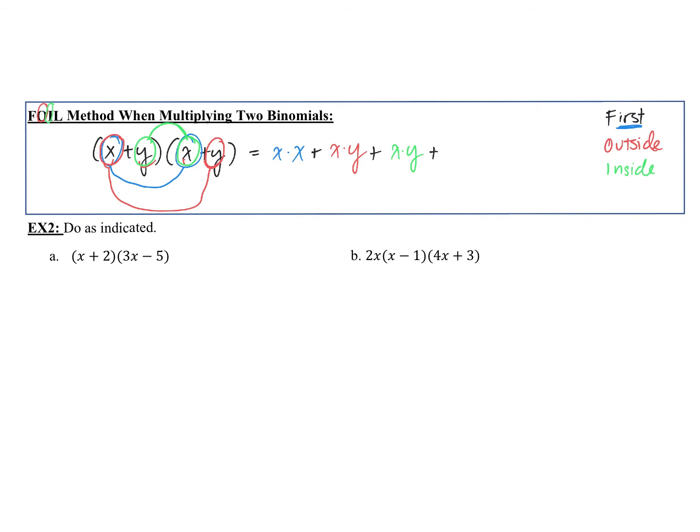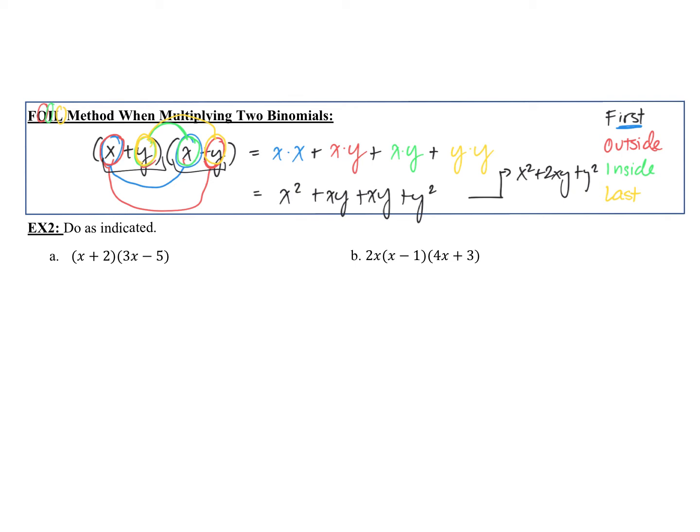Plus, and what's the next one? It's L. L for last. So that'll be these two here, the y and the other y. Okay, and then you would go ahead and simplify as needed. So that would be x squared plus xy plus xy plus y squared, which actually also simplifies to x squared plus 2xy plus y squared. Okay, so that is the general method for when you have two binomials being multiplied together.